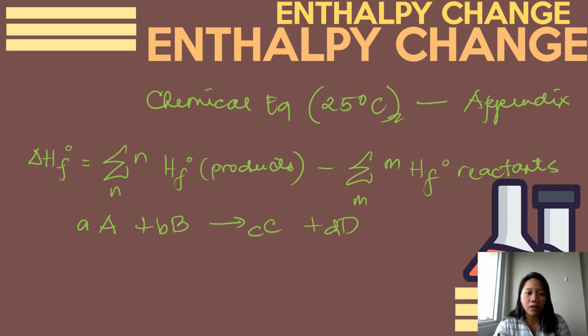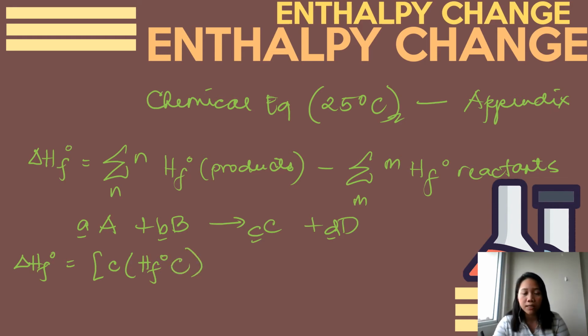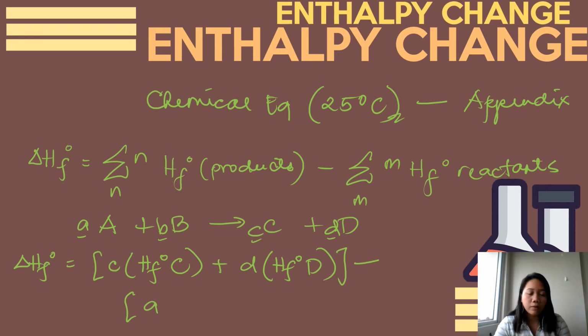Okay, so you now have your number of moles per reaction. So what would be the formula if you have this kind of chemical reaction? Then that would be delta HF prime is equal to the bracket. All you have to do is to multiply your numerical coefficient to the HF prime value of your product C, plus the numerical coefficient of your second product multiplied to the HF prime value of your product D. Subtract that one to the sum of the products of A and the HF prime value of A and B, HF prime value of B.